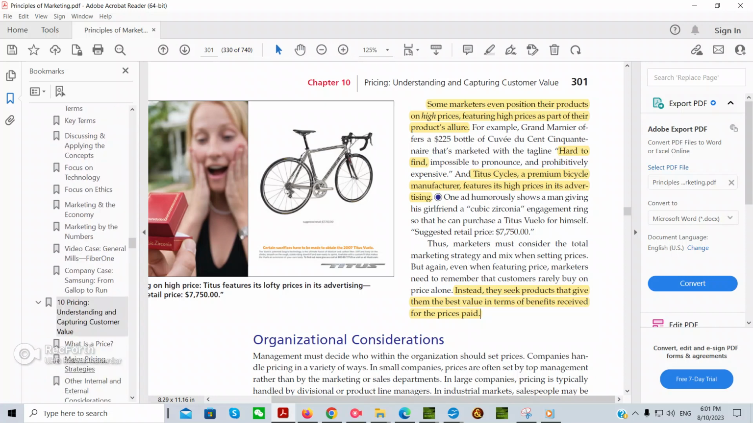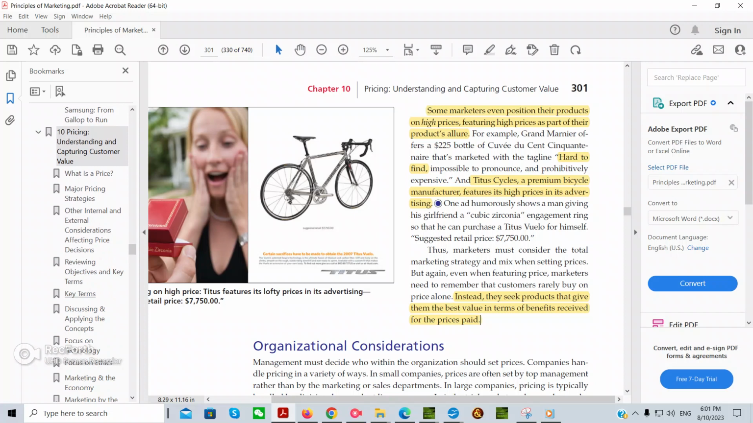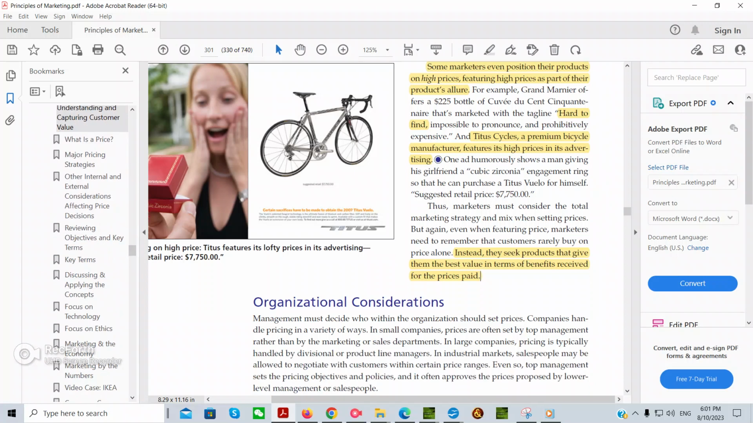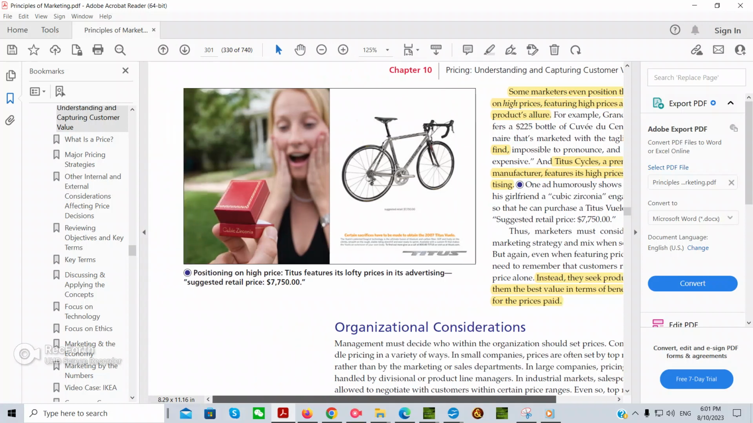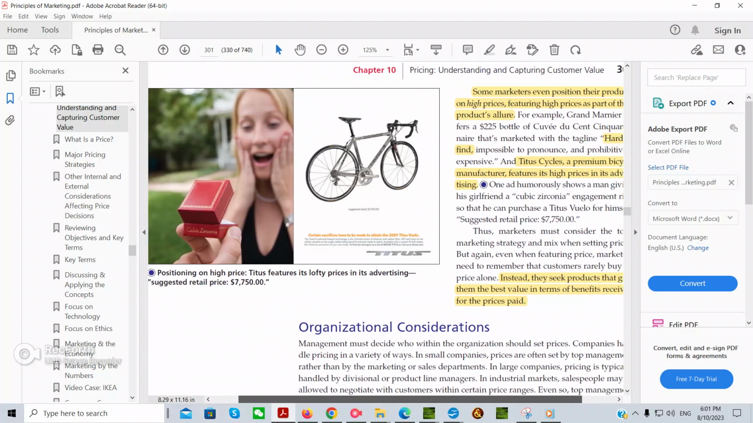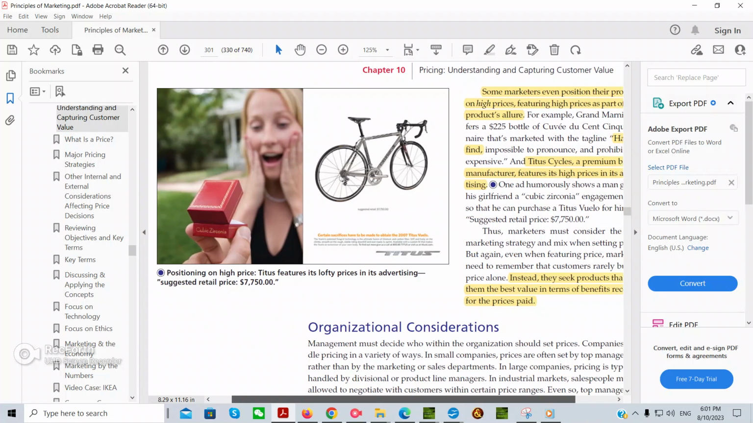Notice how they didn't say features, they said benefits. Meaning, from the customer's point of view, what do they get? What's the benefit that they get from the product or service that you're providing for them? Okay, keep that in mind. You can see here a picture of this lady. That this bike is $7,750.